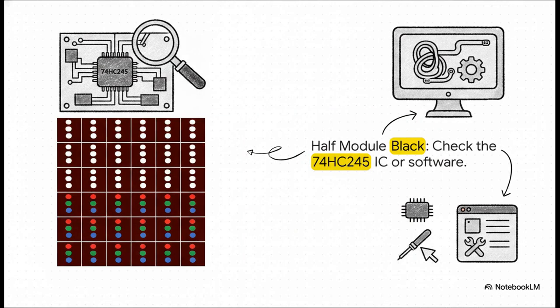But what if exactly half of your module goes completely dark? It's a very specific, perfectly split failure. When you see this, the cause is generally a damaged 74HC245 IC, a faulty first driver IC right at the failure point, or it could even be the wrong setting in your LED Studio software. To fix it, you either break out the tools and replace that short-circuited 74HC245 chip, or you just jump into your software and correct the cable routing and configuration settings.